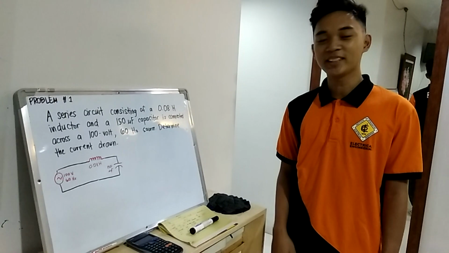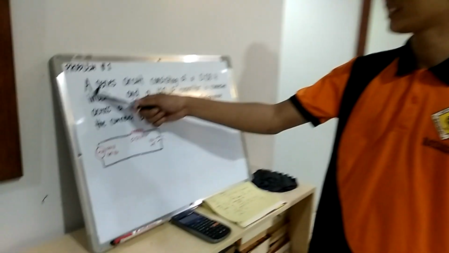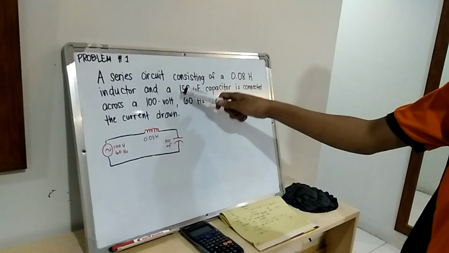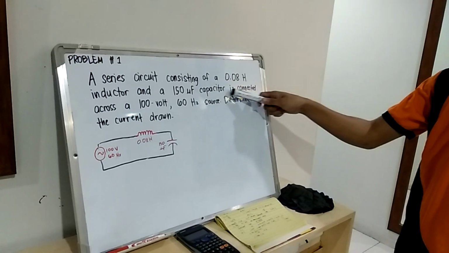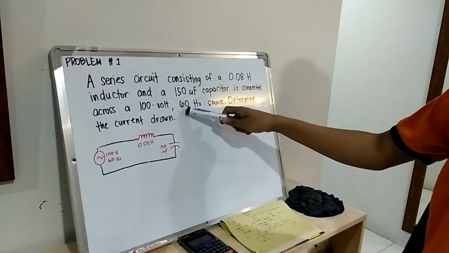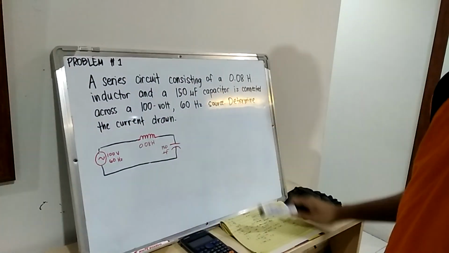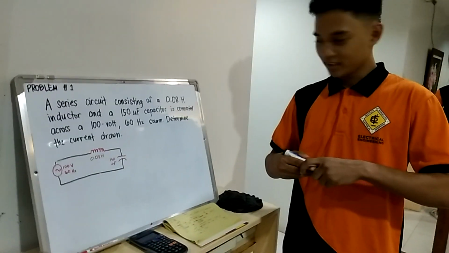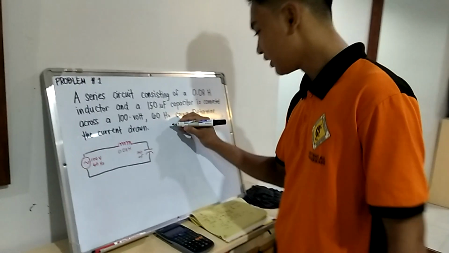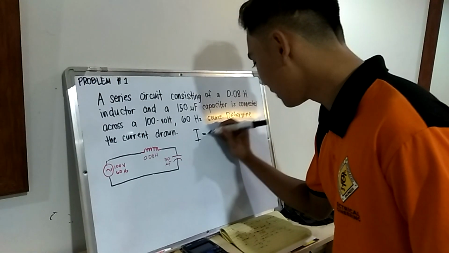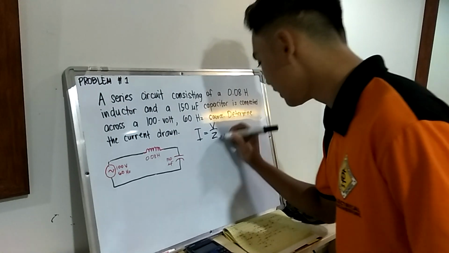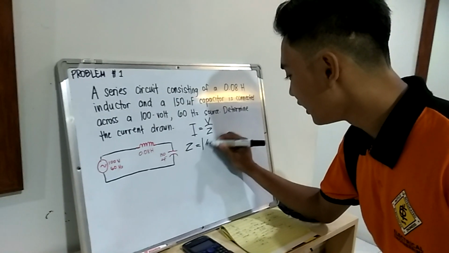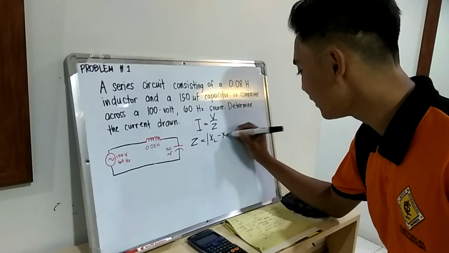So guys, let's try some sample problems. A series circuit consisting of a 0.08 Henry inductor and a 150 microfarad capacitor is connected across a 100 volt 60 Hz source. Determine the current drawn. So this problem tells us to find the current, where to start off, I is equal to V over Z, where Z is equal to the absolute value of inductive reactance minus capacitive reactance.